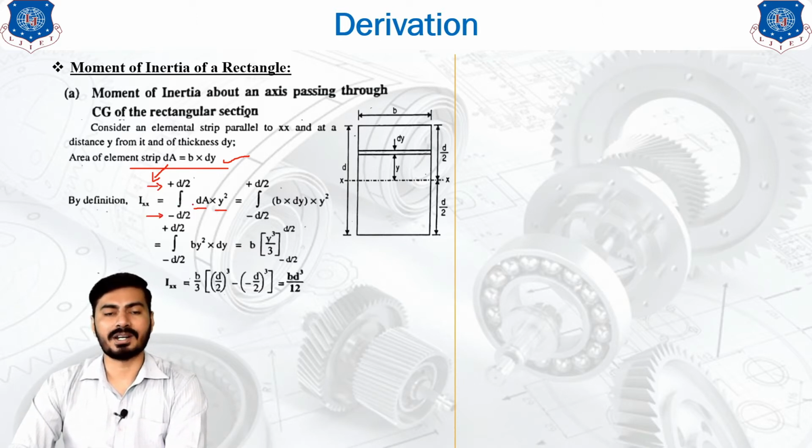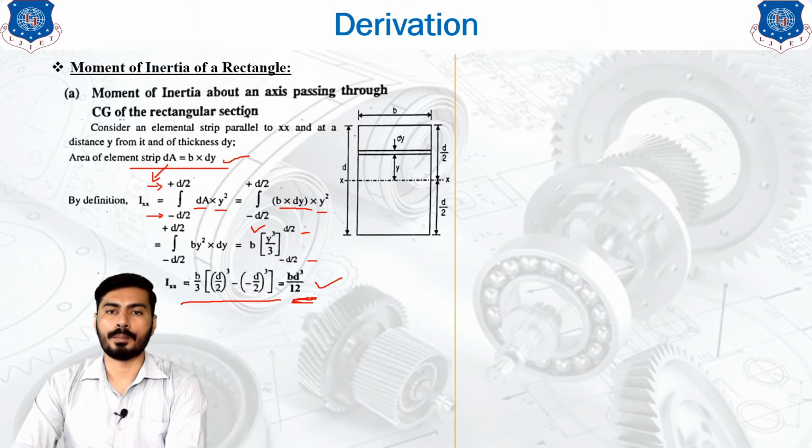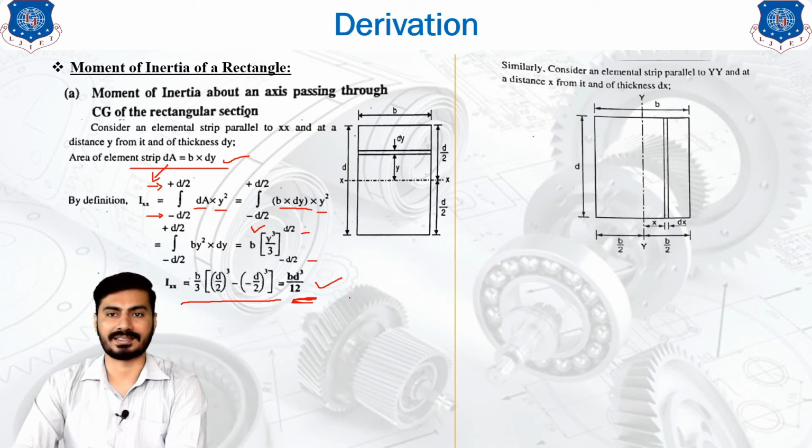So for these limits, we will put the value of dA, that is nothing but b into dy into y squared, where b is the constant, and that's why it can be taken out from the integration, and the integration of y squared is nothing but y cubed by 3. And if you put those limits, that is plus d by 2 and minus d by 2, you will have the simplified answer like this. As you can see, the answer comes out to be b d cubed by 12. So this is the formula of the moment of inertia of a rectangular shape about an axis passing through the centroid of the rectangle.